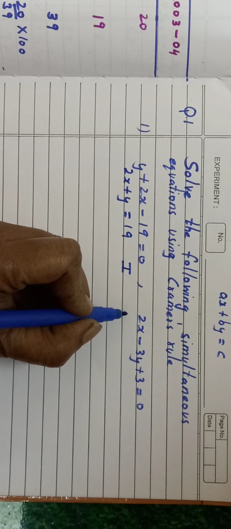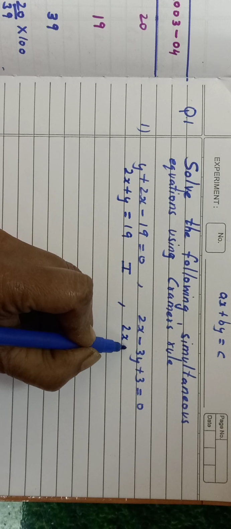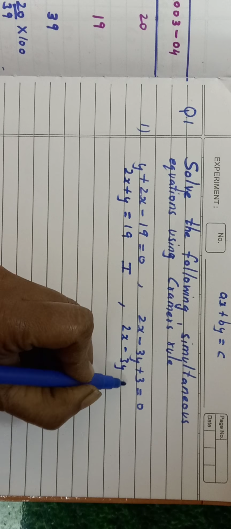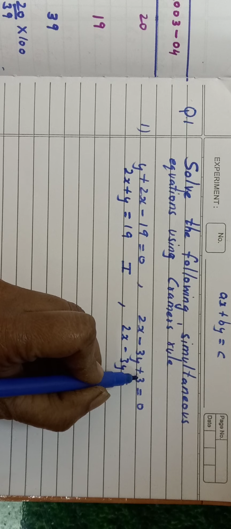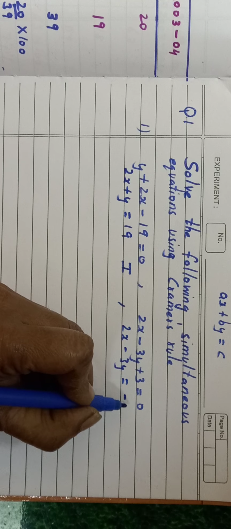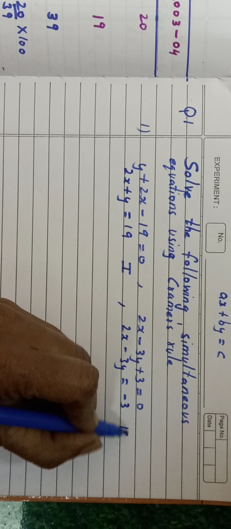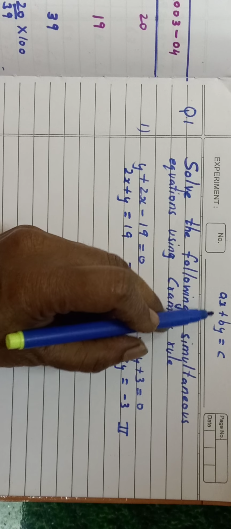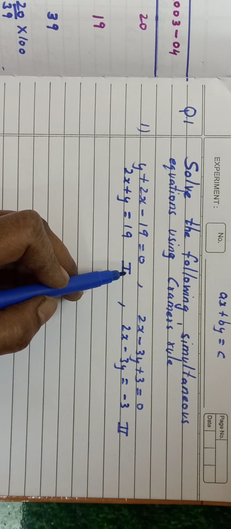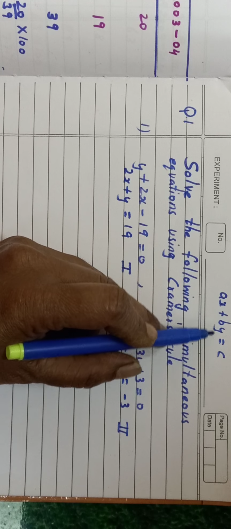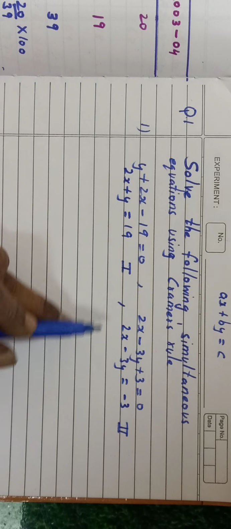And here this is easy. 2x minus 3y is equal to. This plus 3, you take it to the RHS, and it will become minus 3. So this is my second equation. The first step for solving the equation by using Cramer's rule is ax plus by is equal to c. Now this I have done.